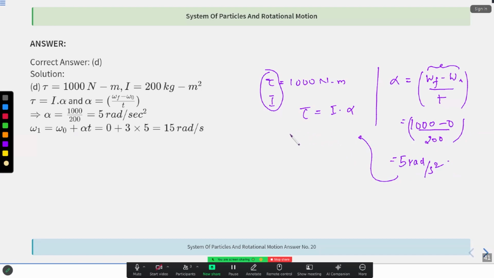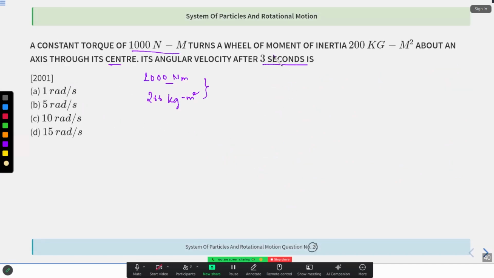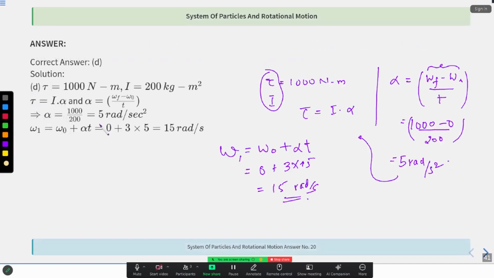So omega is equal to omega naught plus alpha into t, which is 0 plus 3 into 5, and this is 15 radians per second. This is the final omega they have asked for after 3 seconds. So instead of t, we put 3 here, and alpha has already been calculated, and we know the initial omega already. So this is the question which you have to do.